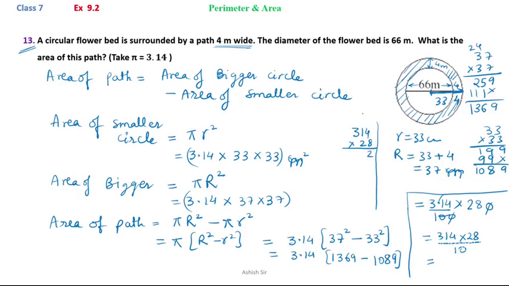8 fours are 32, 3 carry, 8 ones are 8 and 3, 11, 8 threes are 24 and 1, 25. Now this is 4 twos are 8, 2 ones are 2, 3 twos are 6. So this will be 2978. So we have 879.2 meter square as the area of the path.